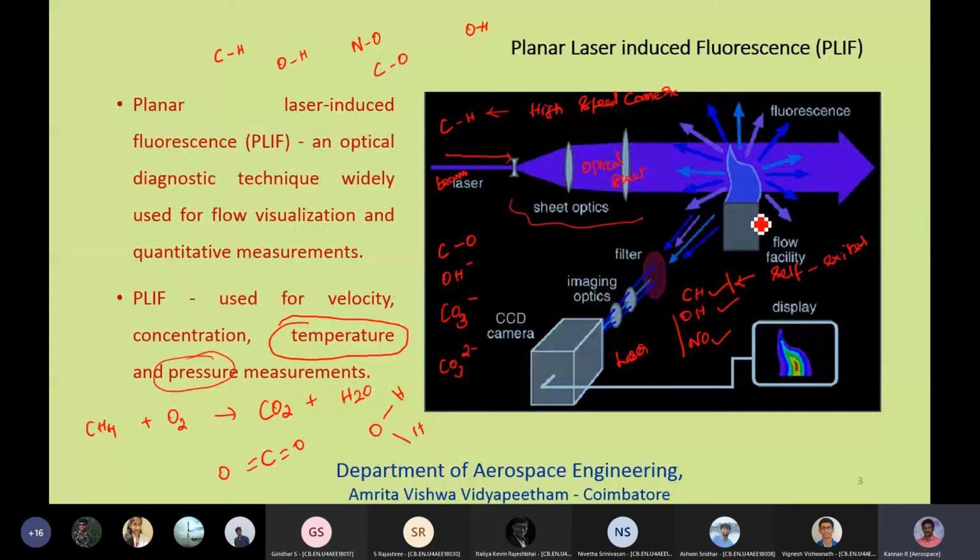Since it is self-excited, whatever measurement you get is not going to be completely quantitative. It's a qualitative picture. Only a qualitative measurement we can get here. If you want quantitative measurements, I need to go ahead with a laser sheet, convert it into an optical sheet, and measure it, all those things.